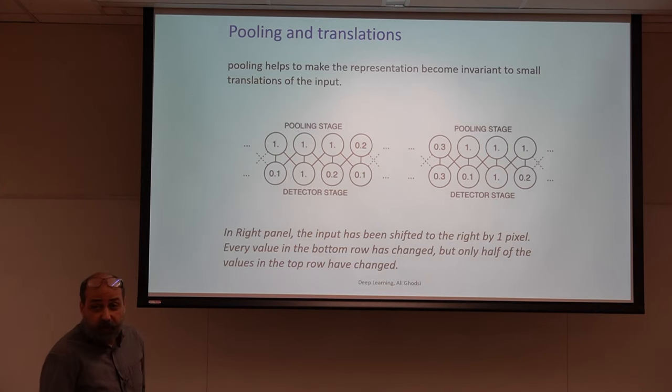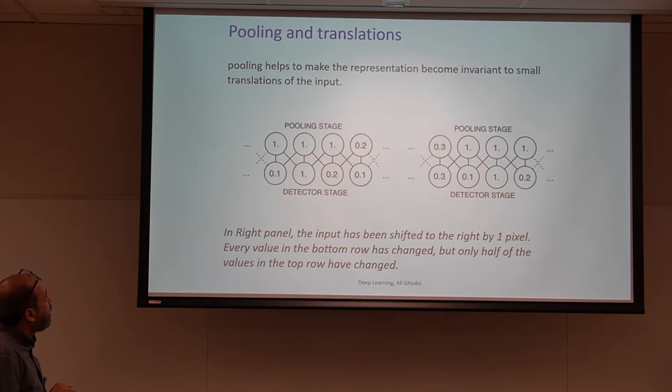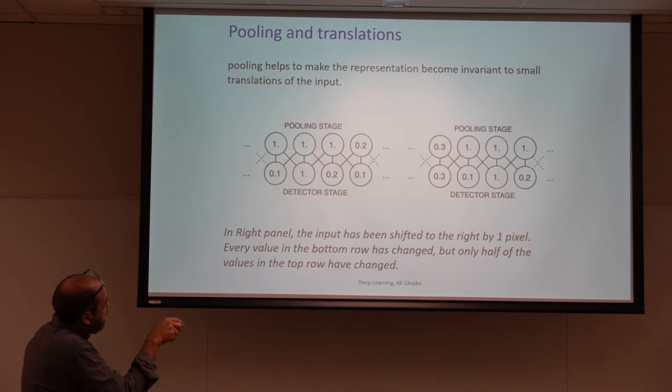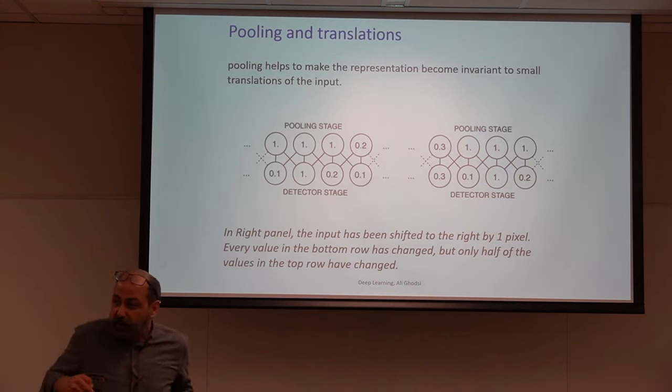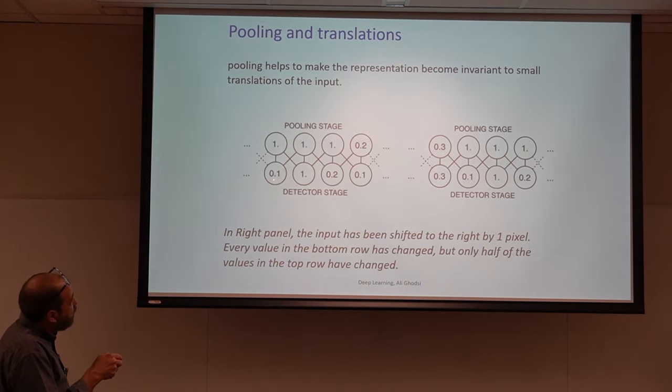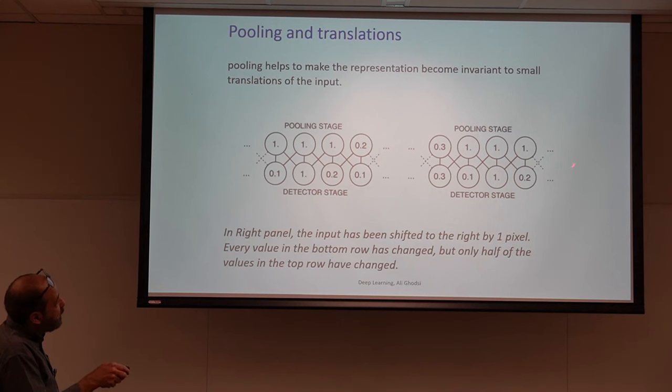Okay, so a side product of pooling and translation is that pooling makes your network invariant with respect to a small translation. It's not, in fact, invariant; it's invariant to a small translation. So what does it mean? This is the output of the detector stage, and the output of the detector stage is 0.1, 1, 0.2, 0.1. Suppose that I do translation. I shift everything forward. And this 0.1 becomes 0.3. And this 0.1 goes to the next one, next one, next one. So I'm going to have this.